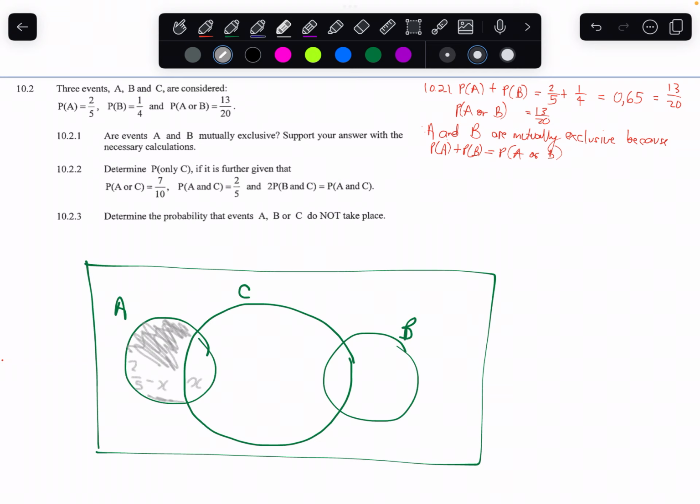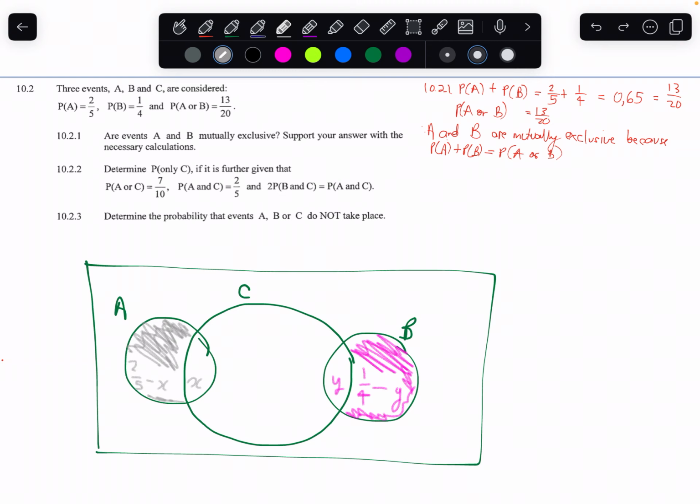Okay, and then what else do we know? If we call this one Y, right, this little piece over here, then we know that this outer part only B happening is 1/4 minus Y. So that would be this bit here. Okay, so all in all, this is a quarter and this is 2/5. Okay, right. What else do we know?